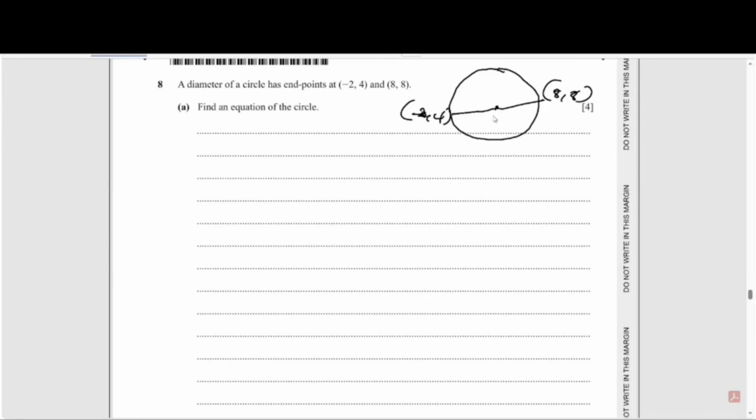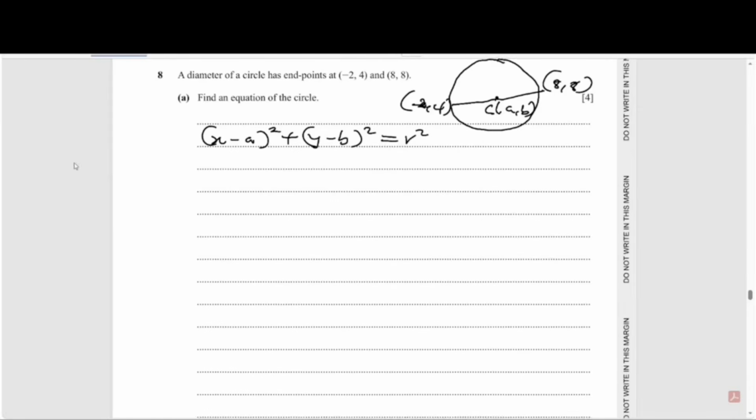So the midpoint of the diameter is the center of the circle, right? And we know to find the equation of a circle, we need the center. So the equation of a circle in the completed square form is x minus a all squared plus y minus b all squared is equal to the radius squared, where a and b are the coordinates of the center. It means we need to find the midpoint of the diameter, right? So the center is the midpoint of these two coordinates given.